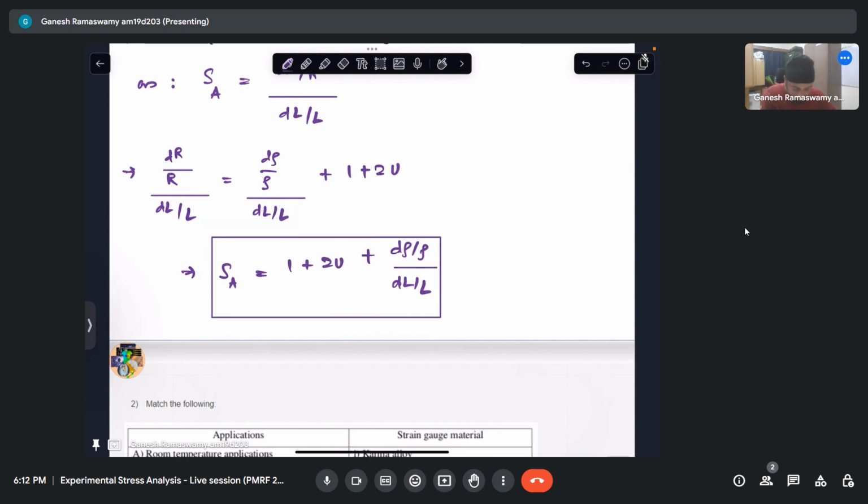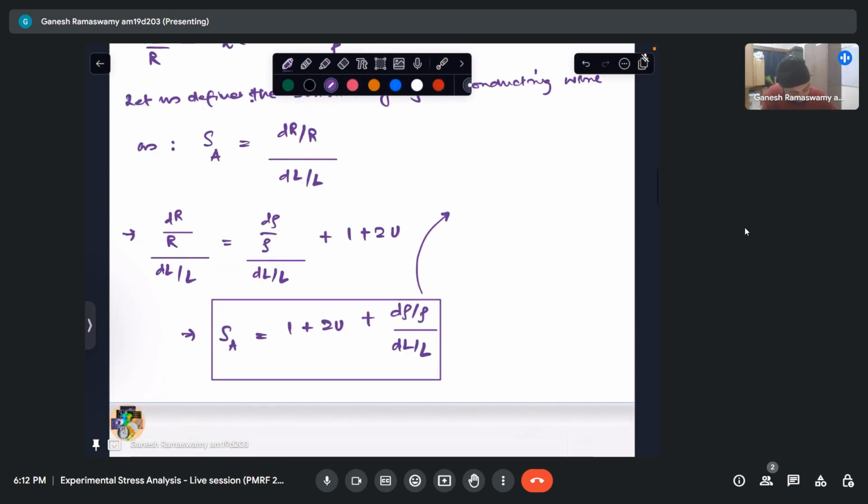Now what do these quantities imply? The strain sensitivity of a wire shows that it depends on the Poisson's ratio of the wire, the change in the resistivity, and the strain, the change in the length. Now, what happens with this knowledge? Let us see what happens at a high plastic strain, or rather, what happens at high strains.